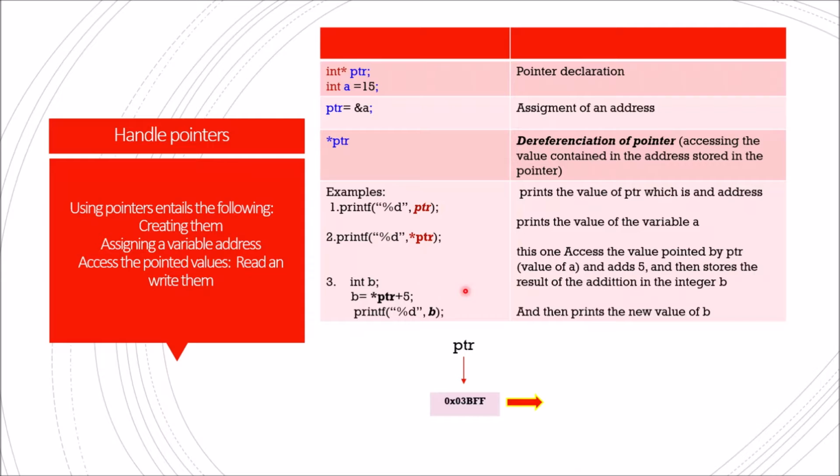So remember this, ptr has the value of an address. However, if I use this dereferencing on ptr, I will find the value that is in the address that ptr contains, because what I actually want is to control data. Okay, we're finished, so let's do our first practice.